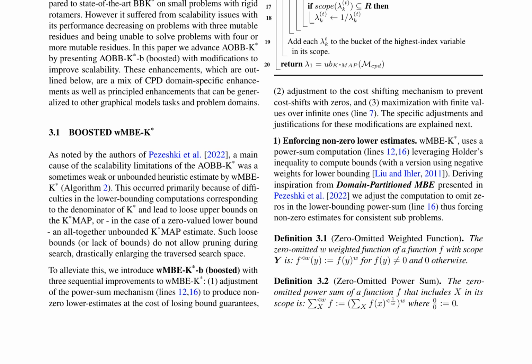The refined WMBEK heuristic estimate in AOBB-K provides non-zero lower bounds, prevents cost shifts with zeros, and maintains consistent subproblem bounds. This enables AOBB-K to tackle complex problems more effectively, making it a significant improvement over the original AOBB-K algorithm.